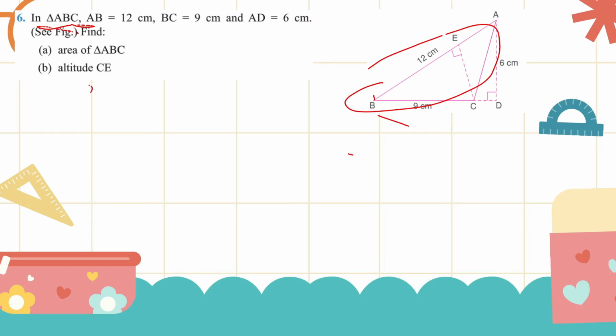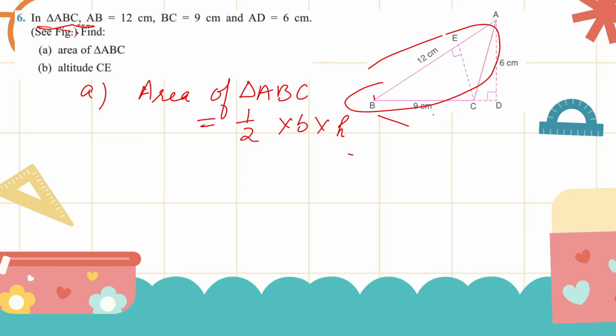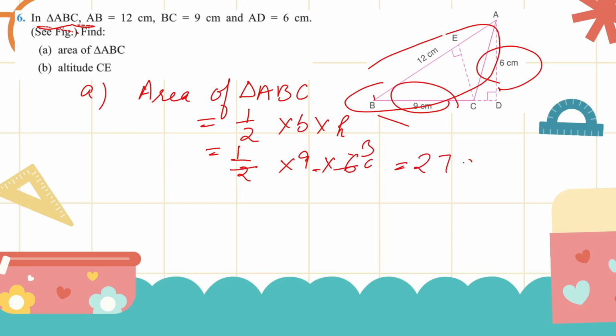We need to find firstly, in part A, the area of triangle ABC. Now we need to use the same formula, half into base into height. What is the base? According to this, the base is 9 and the height is given as 6 centimeter. So we will put in this, base is 9 and height is 6, we can cut, 9 3s are 27 centimeter square. Now we have found the area of triangle ABC.